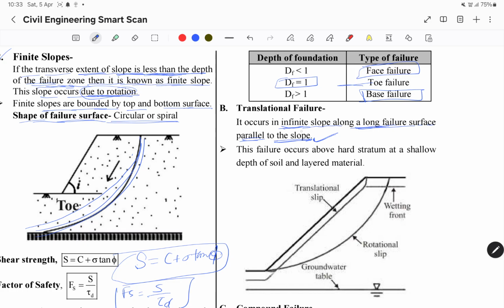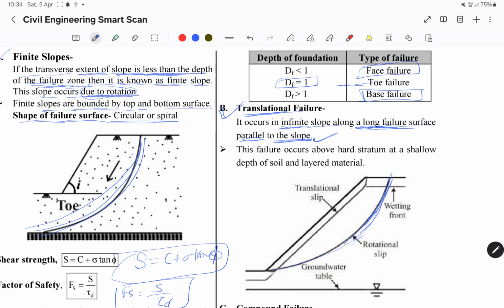Translation failure. It occurs in infinite slope along a long failure surface parallel to the slope. Long failure surface parallel to the slope, taking the side slope. Rotational slip.